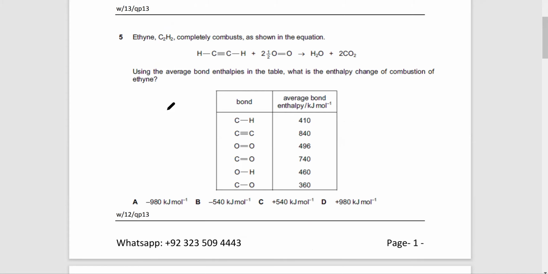Now be very careful how many bonds you're breaking. Over here, count the bonds. There's a carbon hydrogen bond over here and another carbon hydrogen bond over here. So carbon and hydrogen bonds, you would have to break 2 of them.